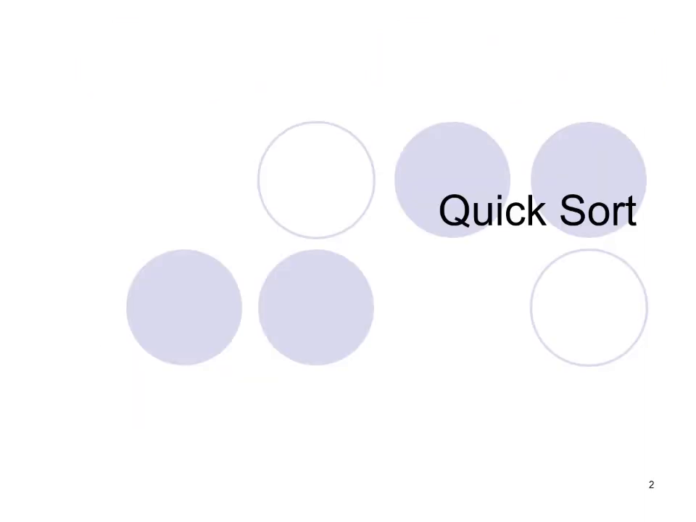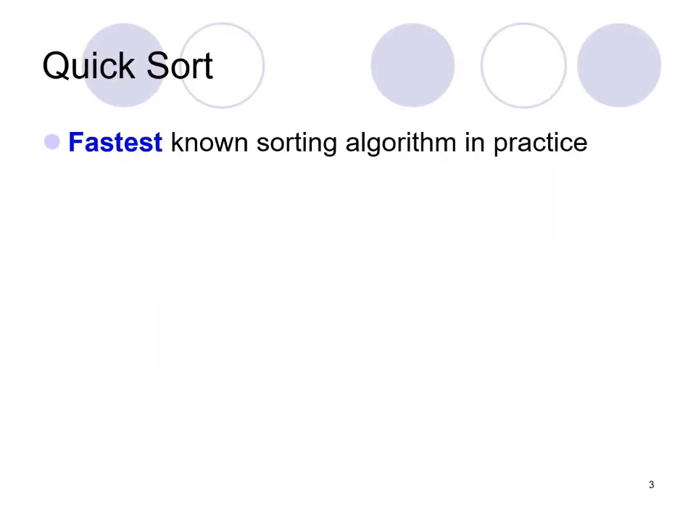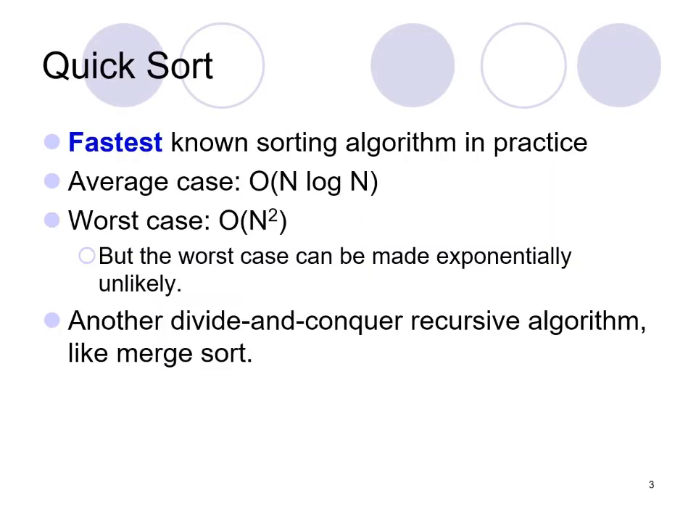Today I am going to explain about quicksort. Firstly, quicksort is the fastest known sorting algorithm in practice. There are average cases and worst cases, but the worst case can be made exponentially unlikely. It is another divide and conquer recursive algorithm, like merge sort.